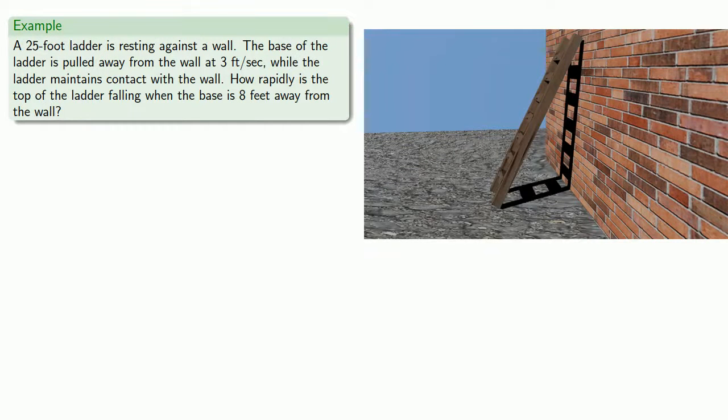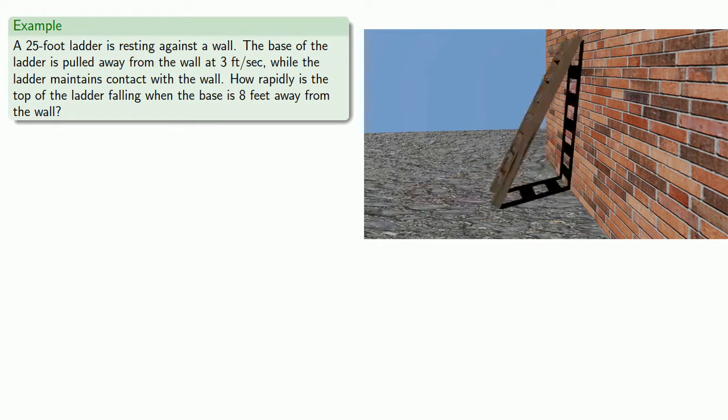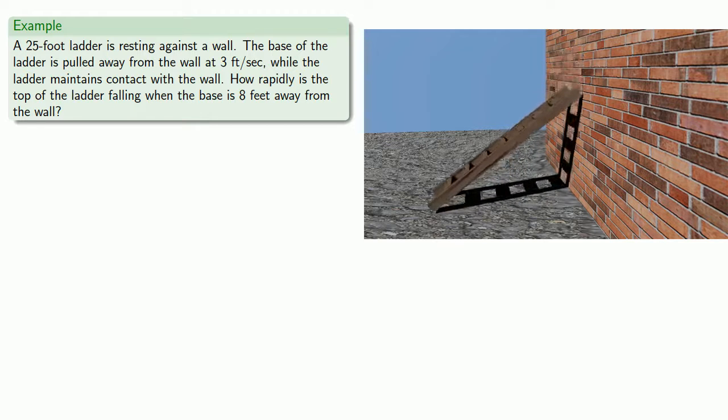So here's the situation. We have a 25-foot ladder resting against the wall, and the base of the ladder is moving away from the wall at 3 feet per second, while the ladder itself maintains contact with the wall. So how rapidly is the top of the ladder falling when the base is 8 feet away from the wall?